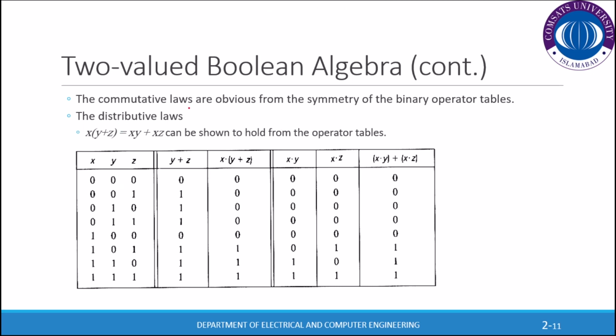Now comes the commutative law, which is obvious from the symmetry of the binary operator tables, and then we'll see the distributive law: x(y plus z) is equal to xy plus xz, which can be shown to hold for the operator tables. Here we have three inputs x, y and z. For 3 inputs we'll have 2 raised to power 3, that is 8 combinations.